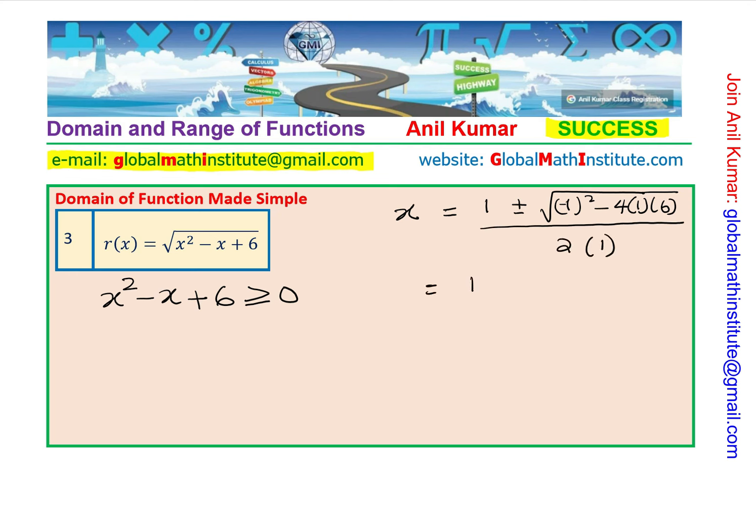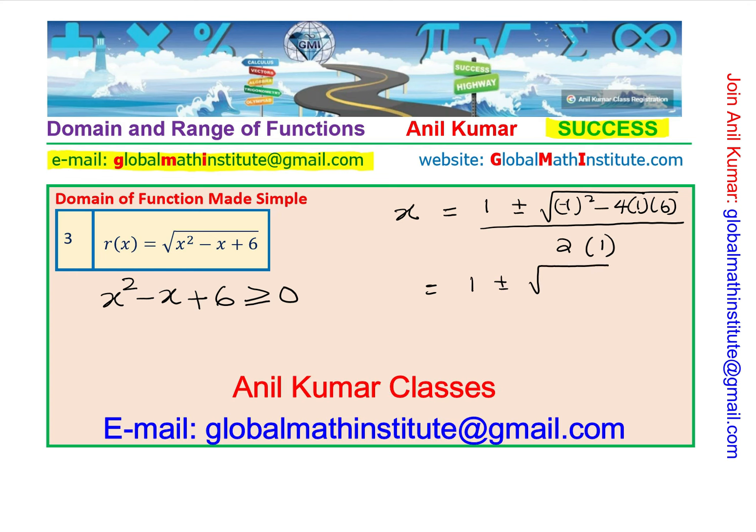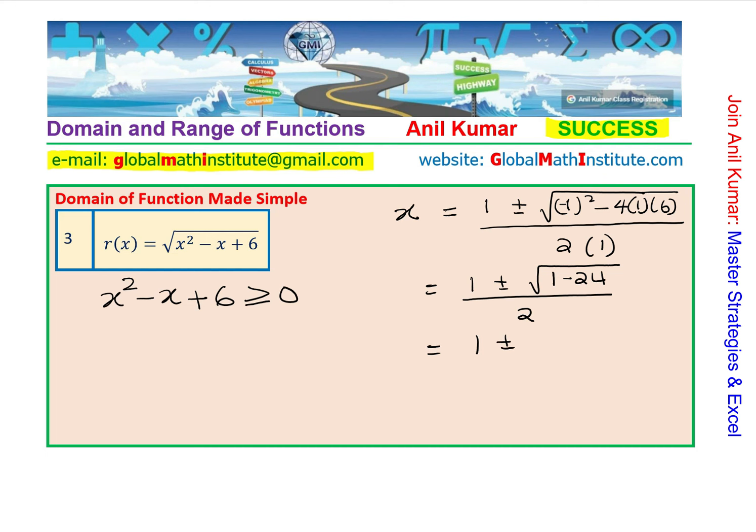So that gives you 1 plus or minus square root of 1 minus 24 over 2. And this is 1 plus or minus square root of minus 23 over 2, right? So that means we'll end up with a situation where there are no real roots.